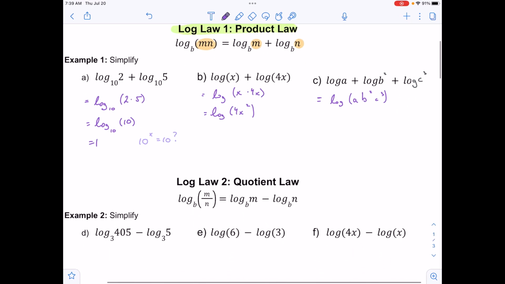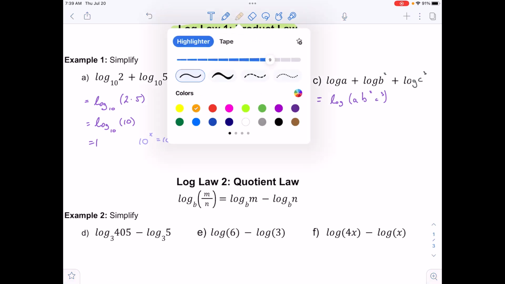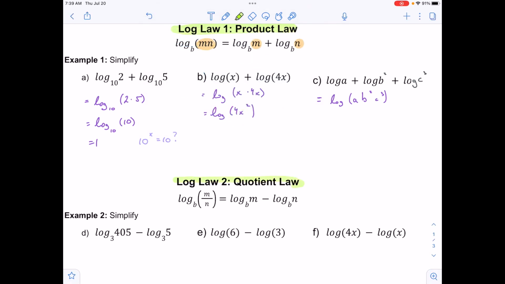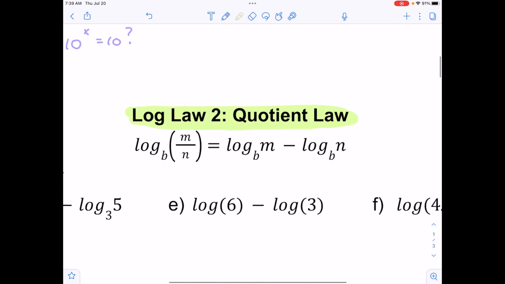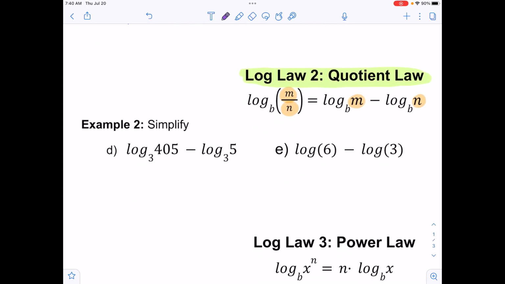Now, very similarly, we have the quotient law. And just like with exponent laws, the product and quotient laws are sort of inverses, that is also the case here with the quotient law with logs. If I have log of a fraction, m over n, that's like saying log of m subtract log of n. And again, everything has to have the same base in order for us to do anything with it. Let's see what this looks like in practice.